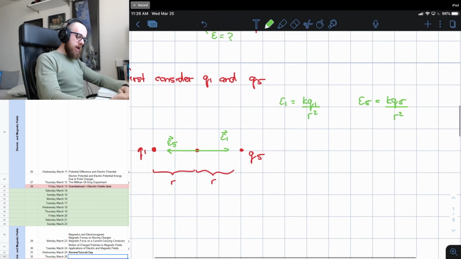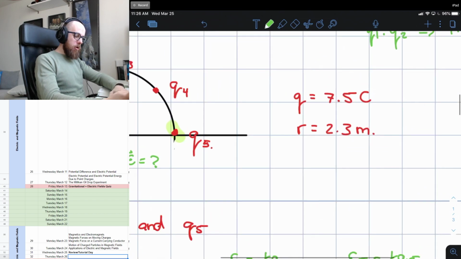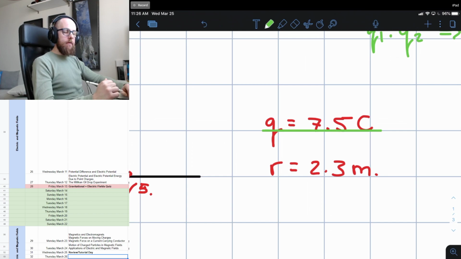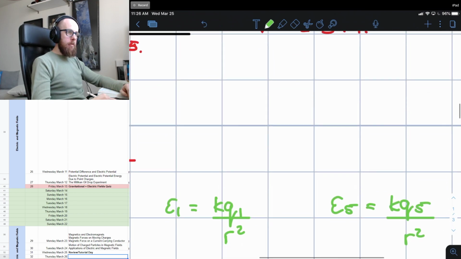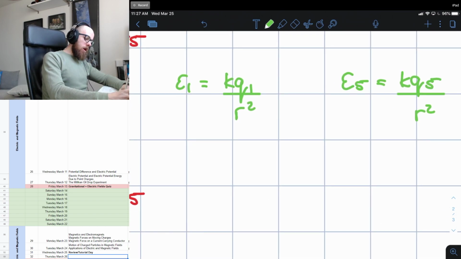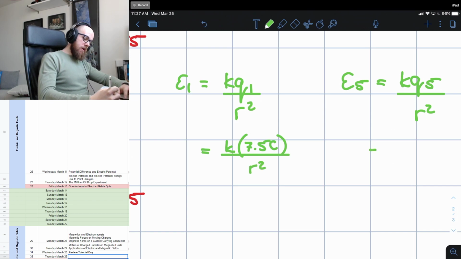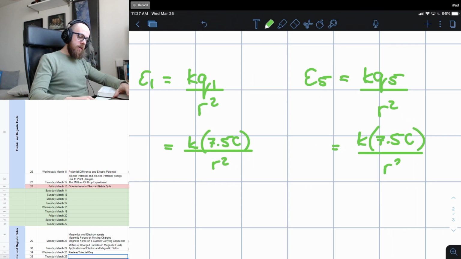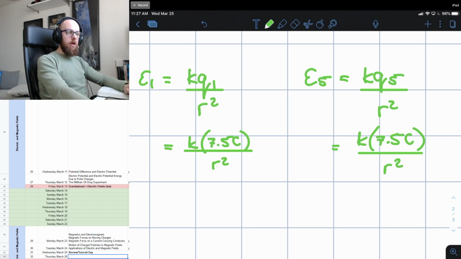Since I'm told in the question that both Q's have the exact same charge of 7.5 coulombs, when I come back to these two formulas, I notice that E1 is K times 7.5 coulombs over r squared, and E5 is equal to K times 7.5 coulombs over r squared.